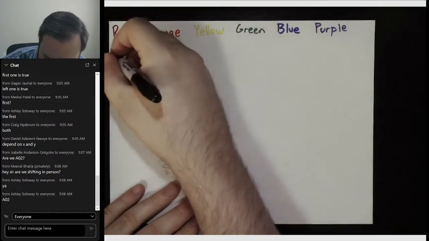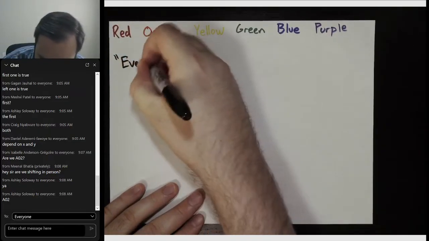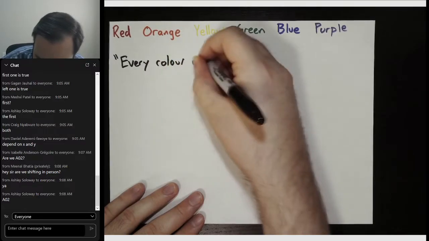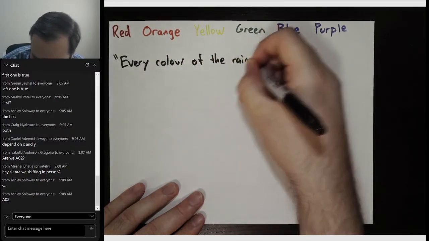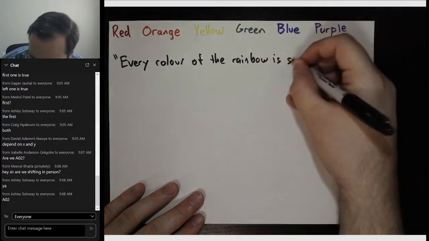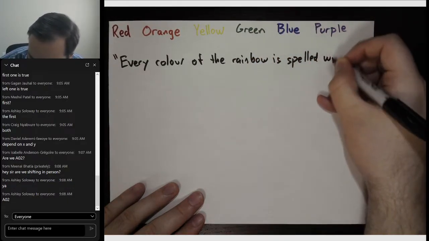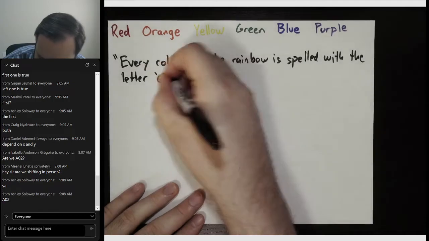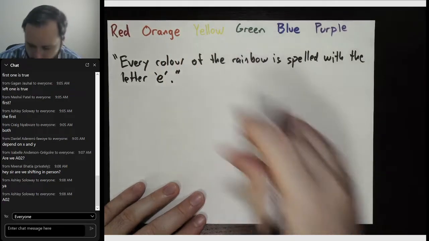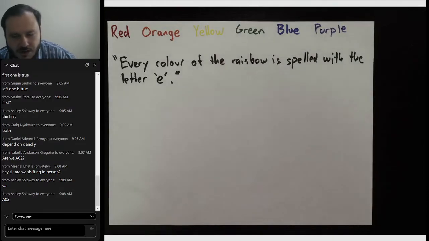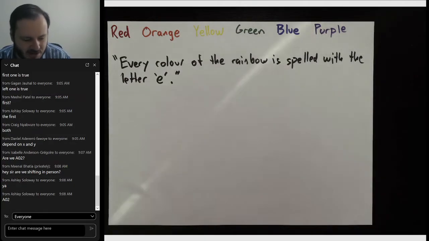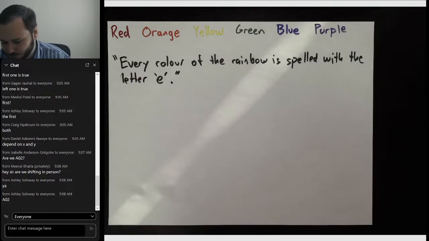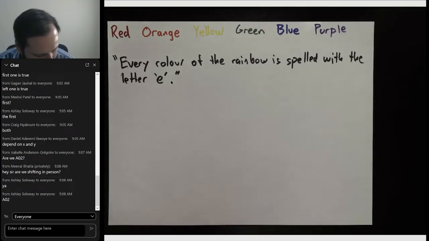So here's a statement. Every color of the rainbow is spelled with the letter E. By the way, these are the colors of the rainbow because I want this statement to be true, so sorry, indigo. I don't have an indigo marker, therefore you're not a color of the rainbow anymore. And maybe I should specify in English.